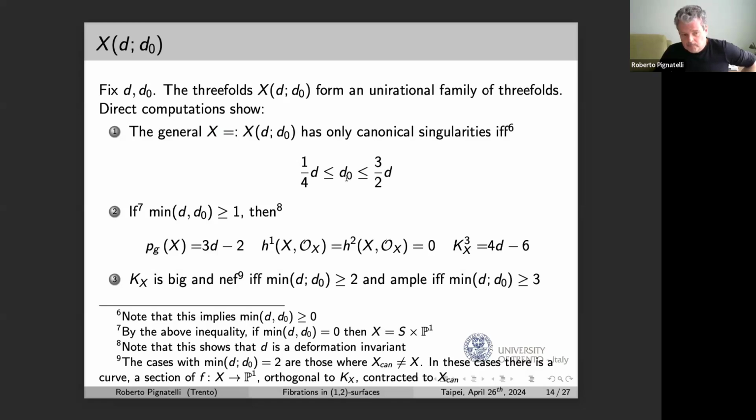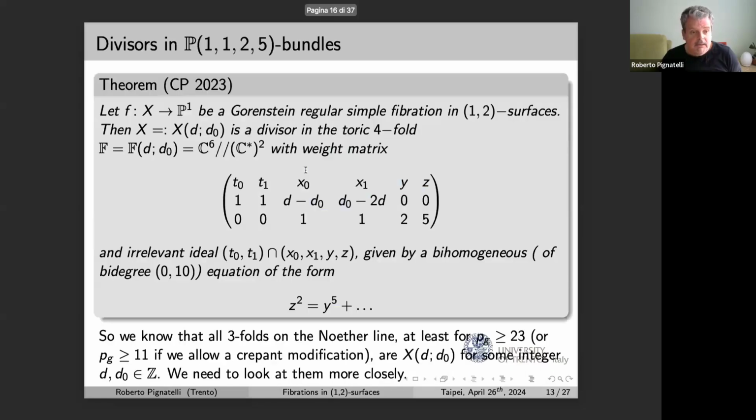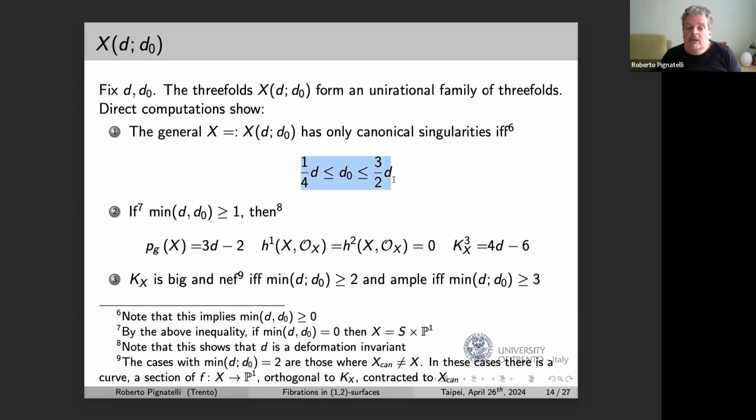Well, I still haven't explained what D and D0 are, but now I'm going to do it. We have these two numbers and this relation, because if you make D0 smaller than 1/4 D or bigger than 3/2 D, then a direct computation shows that the linear system has a base locus where every element has to be singular, not canonical. Now, the first remark is that at the beginning, D and D0 were just integers in the theorem above, and could be negative. When you assume canonical singularities, you get this inequality, and this inequality forces 1/4 of D to be smaller than 3/2 of D, so D cannot be negative, and then D0 cannot be negative too.